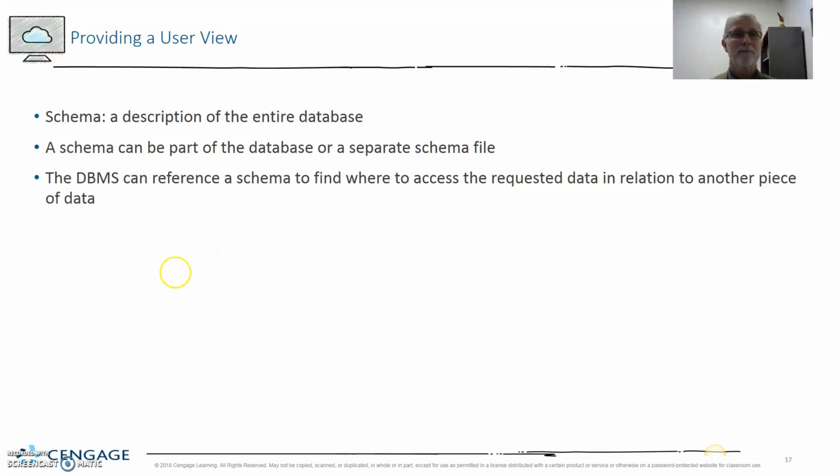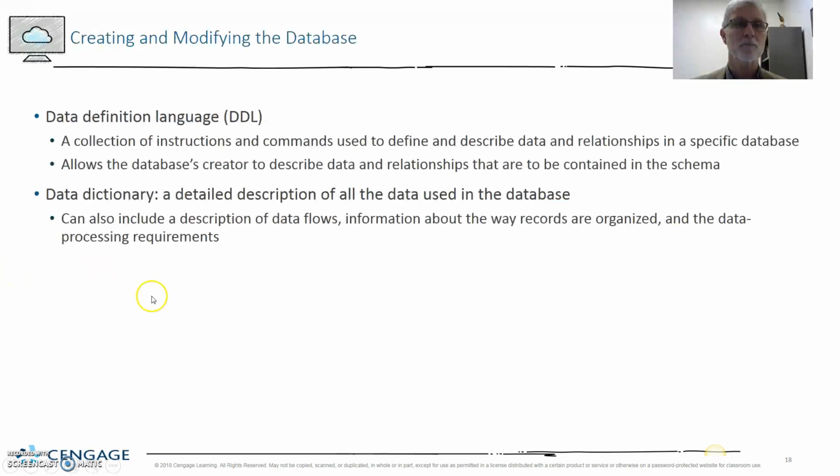Now, providing you information is a schema, which describes the relationships and describes that database in its entirety. But it can also be subsets. It just depends on what's more important to you. It's where do I find access to the required data and the relationship to it? So the schema helps you understand the relationship between the data.